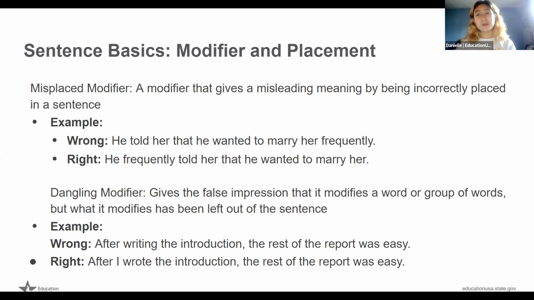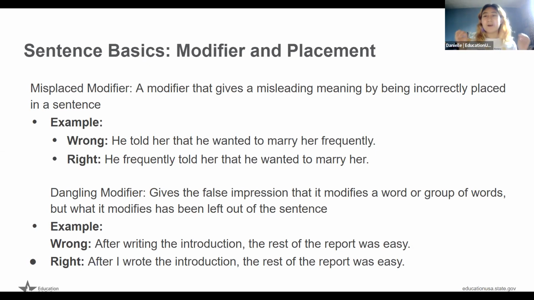So we're going to do this game again, okay? "After writing the introduction, the rest of the report was easy." So this actually doesn't sound that bad, right? But there's a different type of tense being used in both parts of the sentence. So we're going to read this next example. "After I wrote the introduction, the rest of the report was easy."